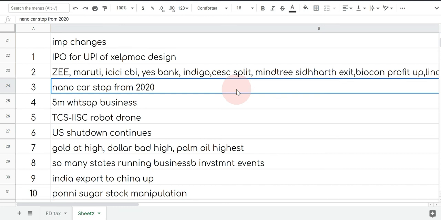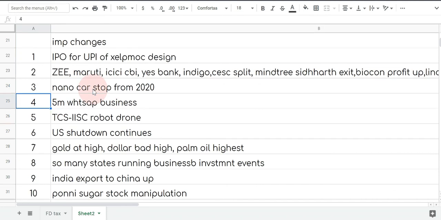Okay, then there was another development related to the Nano car, that was a dream car and innovative product by Ratan Tata. They are going to cease to operate it by 2020, so it won't be available or sold after 2020. So that's bad news for an innovative product like the Nano car, and for Tata also.